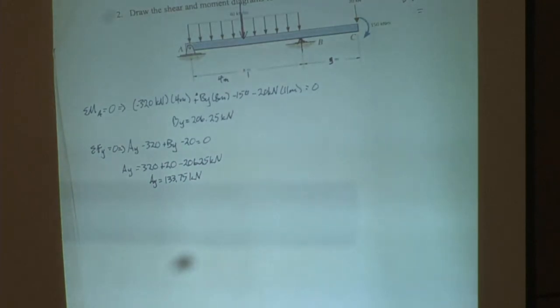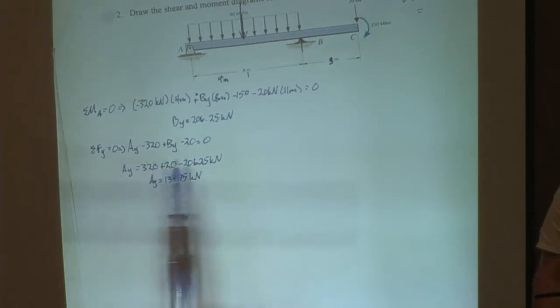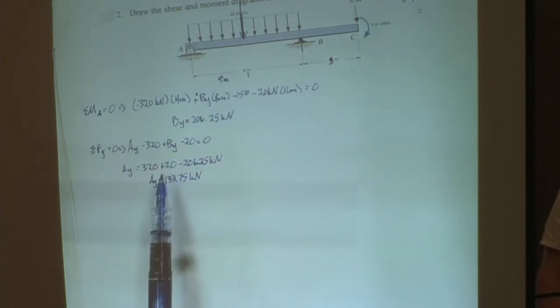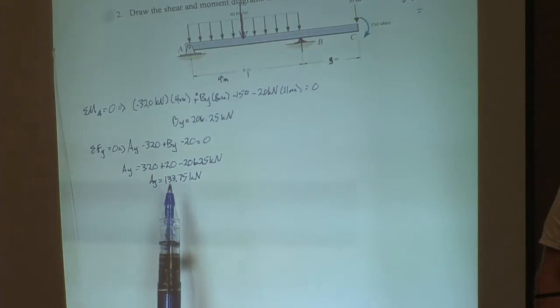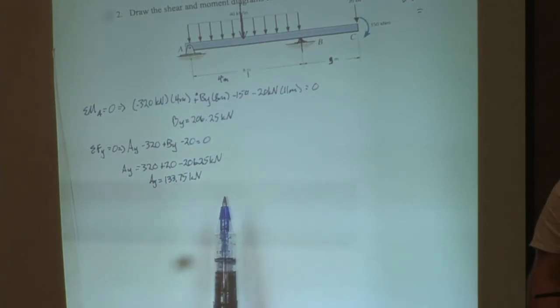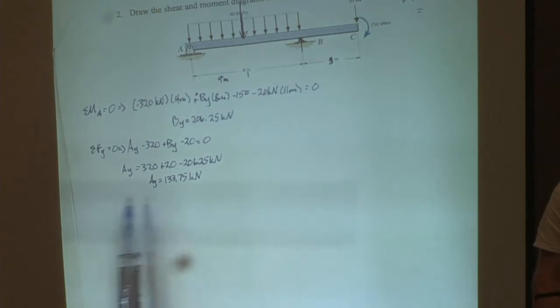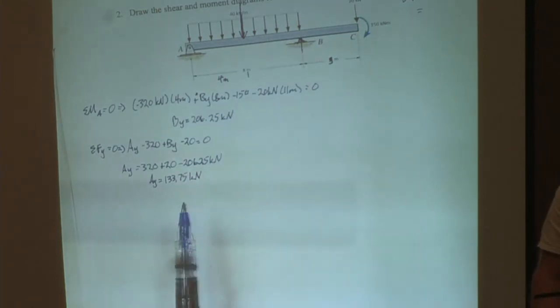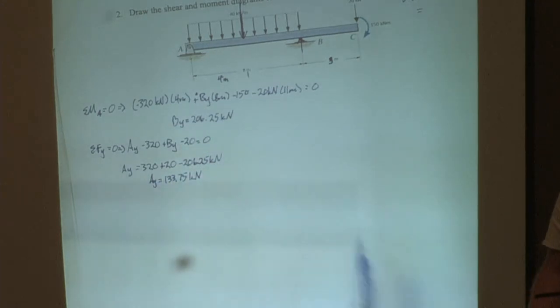Everybody see that? Anybody have any issues? Anybody have any questions about how I set this up? Everybody good? Okay, so Ay and By are now solved. Now we can check it. We can plug it back into the equations, make sure it equals 0, correct? And that's a quick check. But if you're running out of time and you just got to say screw it and move on. All right, so now what's our next step?